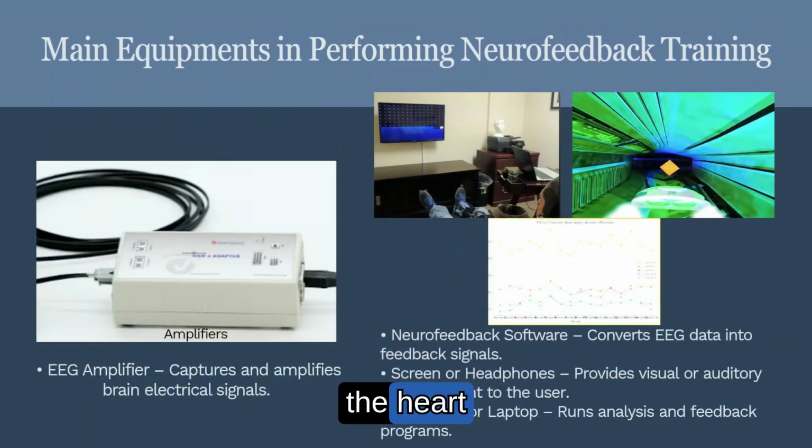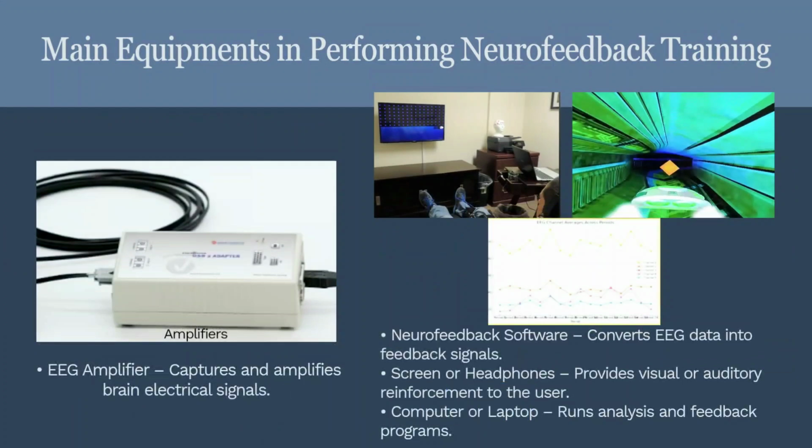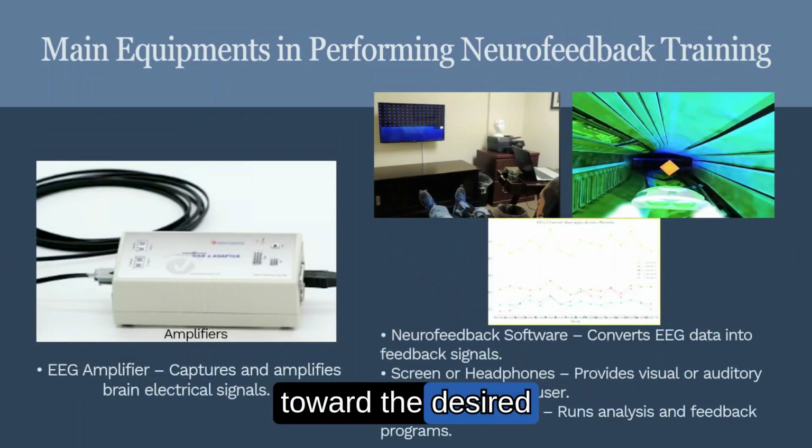The neurofeedback software is the heart of the system. It analyzes EEG signals in real time, converts them into visual or auditory feedback, and records session data. A computer or laptop runs the software and displays the animations or games that provide the feedback. Finally, headphones or a monitor deliver the feedback that guides the brain toward the desired activity pattern.